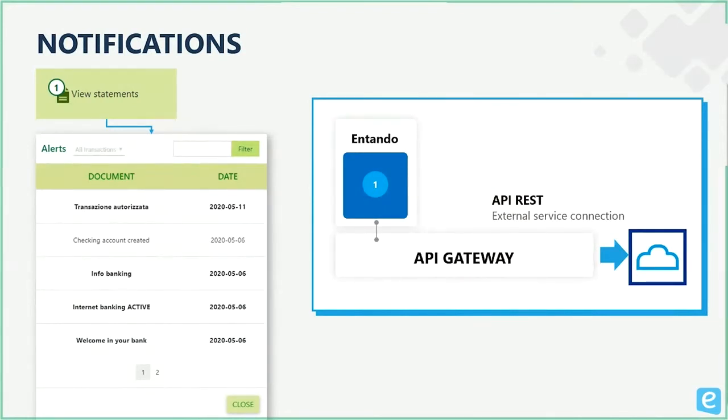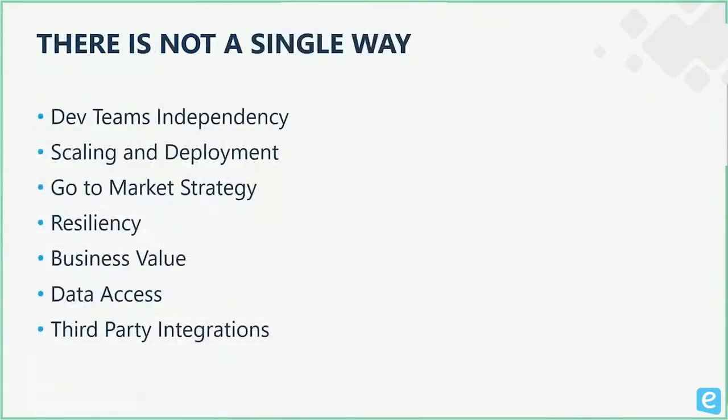So as you can see, there are several ways of doing this. The important thing is that this was just arbitrary. There is not a single way of doing this. It depends on what you are pursuing. There are different drivers you have to take into consideration. For example, you could decide to go for your go-to-market strategy. You want to be very quick, as we said.